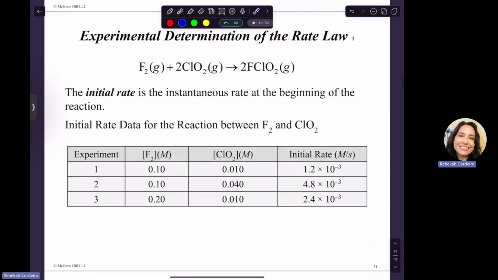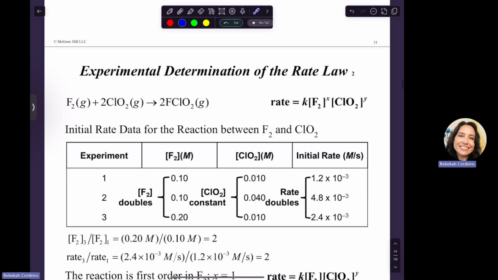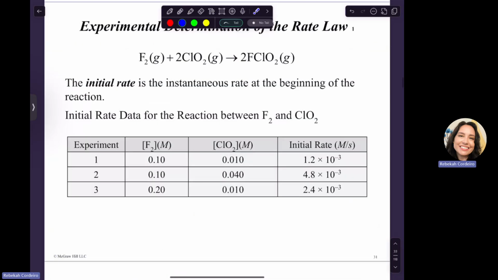So how do we do this? What we do is we run an experiment where we change one reactant at a time and see how that changes the rate. So if we look at experiments 1, 2, and 3, let's look at the F2 first.